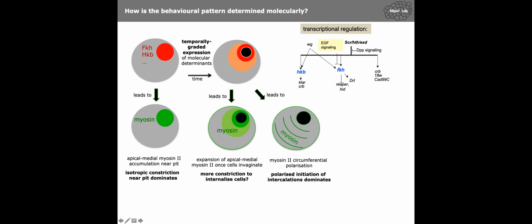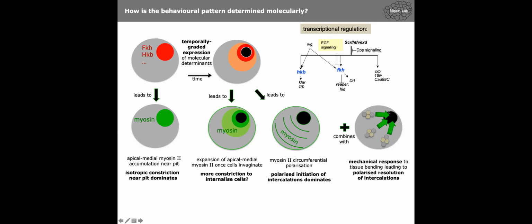And we know that this then actually combines in a study that we did previously with, once the pit has formed, a pulling force from the pit and therefore a mechanical response to these cell intercalations that help to resolve them to feed more cells into the invagination point. But to really see if this upstream path of this temporally graded expression of important transcription factors is correct, we kind of wanted to analyze this in a bit more detail and with better methods than were available.